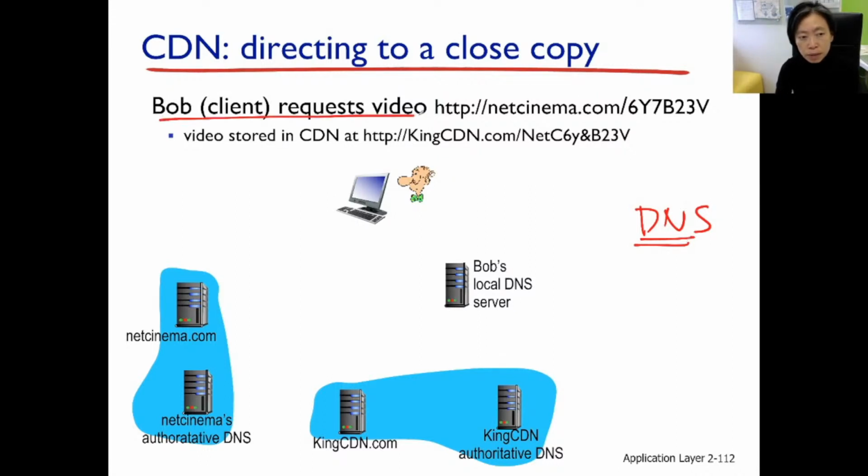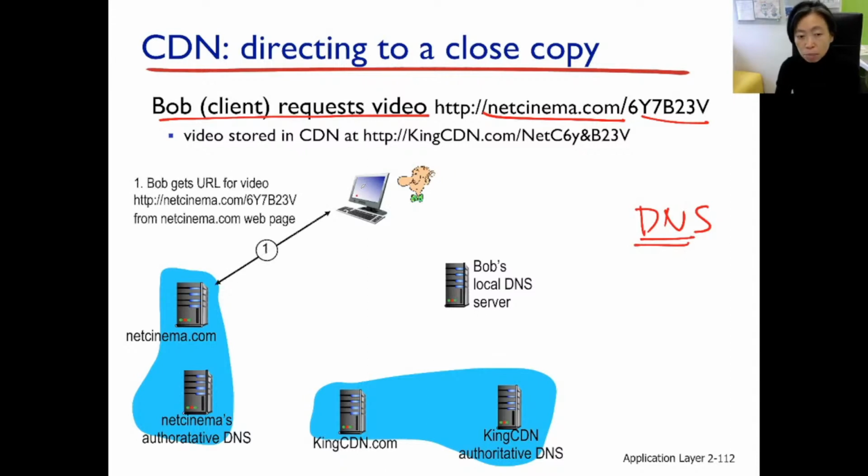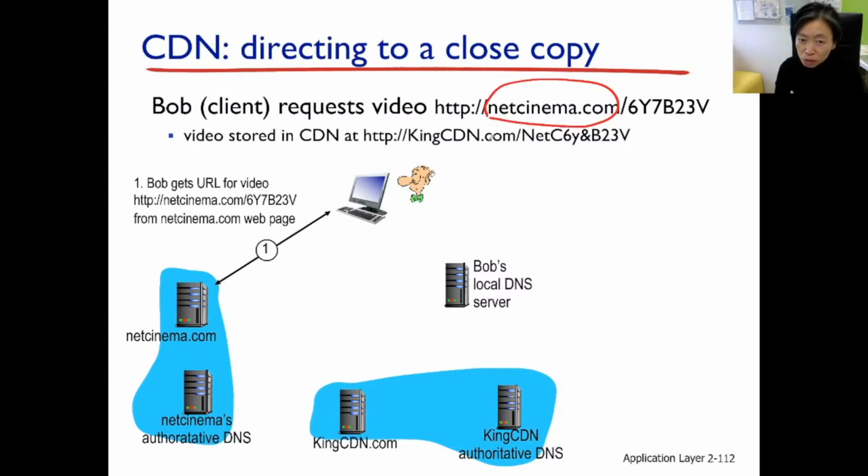So the example goes like this. Bob requests a video from netcinema.com, and this is the video ID. Okay, so Bob browses around, decides, and hits this link. But the thing is that that video is actually stored physically at King CDN, a CDN company. And so it's stored on kingcdn.com's web servers, this location.